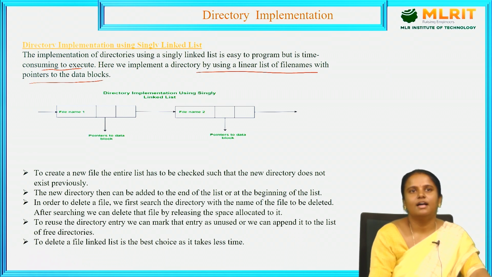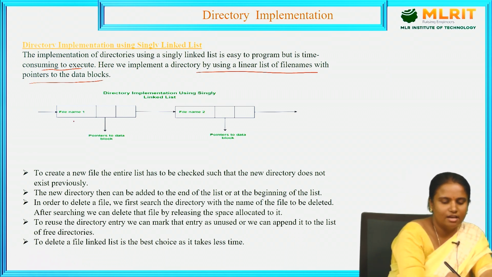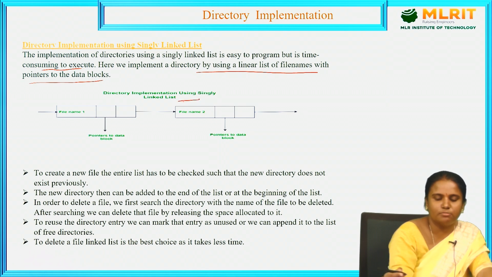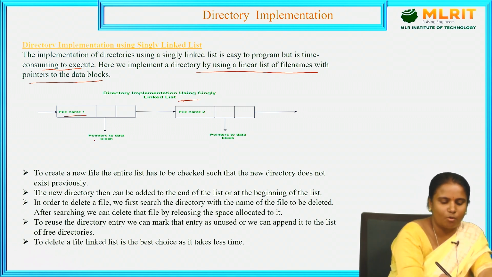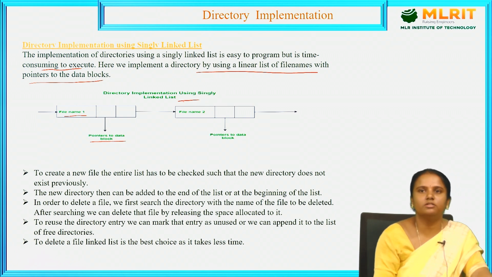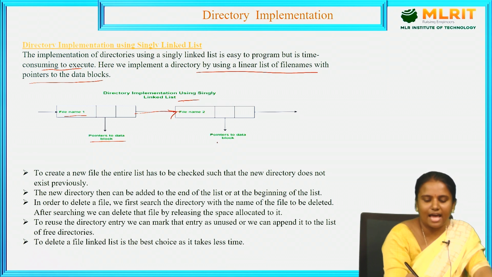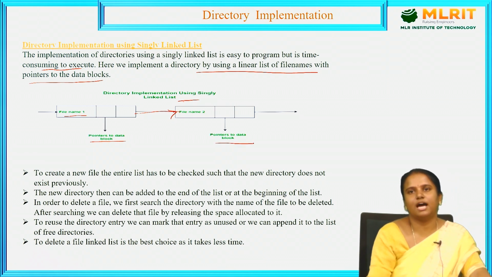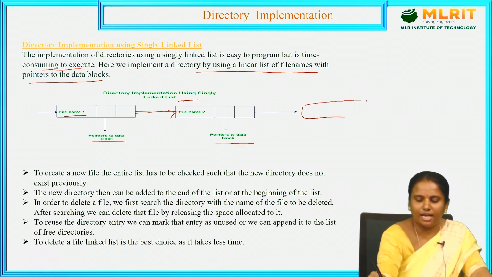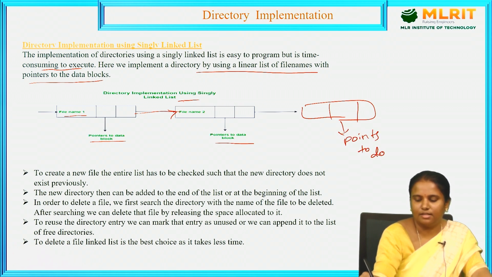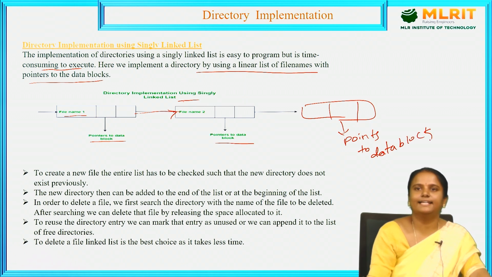Here is how the directory implementation is done by a singly linked list. The file name is added first, then the pointer to the data block. Next it goes to the next file, then again a pointer to the data block, and it maps again to the next file. This goes on by pointing to the data blocks. This is how it happens with the singly linked list.